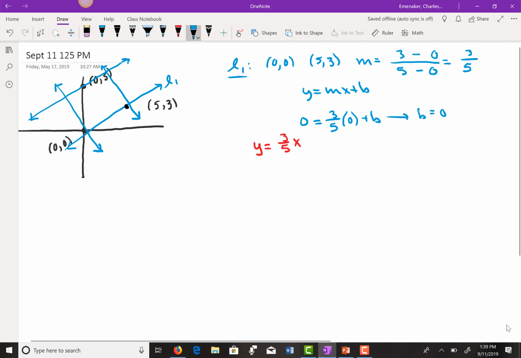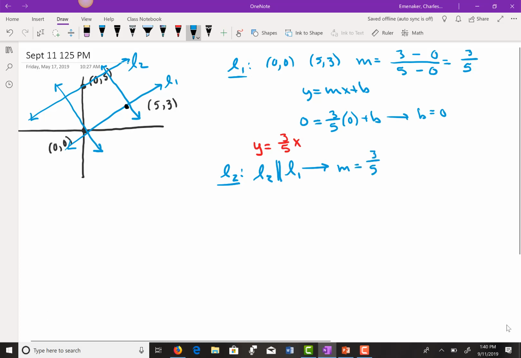Now from line 1, we can then pretty easily get line 2. We already know some information about line 2. What do we know about line 2? It's parallel to line 1. If they're parallel, any idea what that'll get you? If they're parallel, what's the same? The slope. Okay, so line 2 is parallel to line 1, which means that the slope is going to be 3/5.